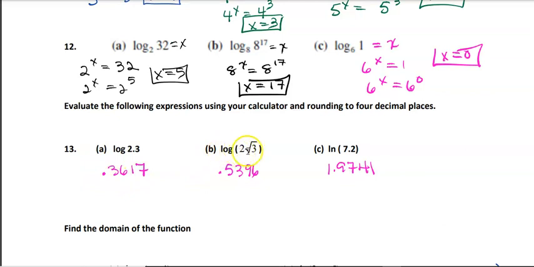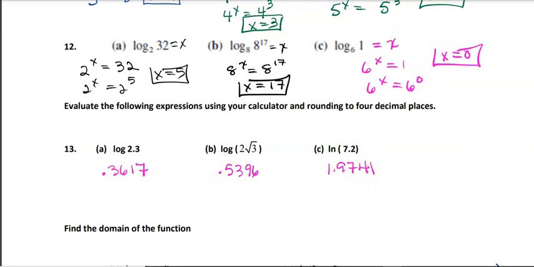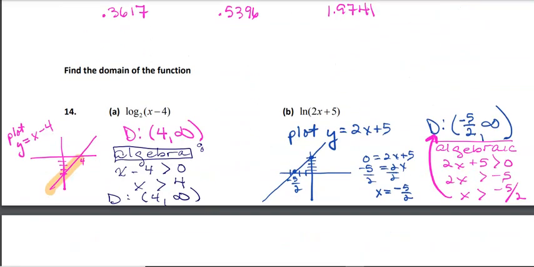Log of 2 times the square root of 3, and you should get 0.5396. Now this is natural log instead. Natural log of 7.2, and you should be getting 1.9741. Okay, let's keep going since we're on a roll.